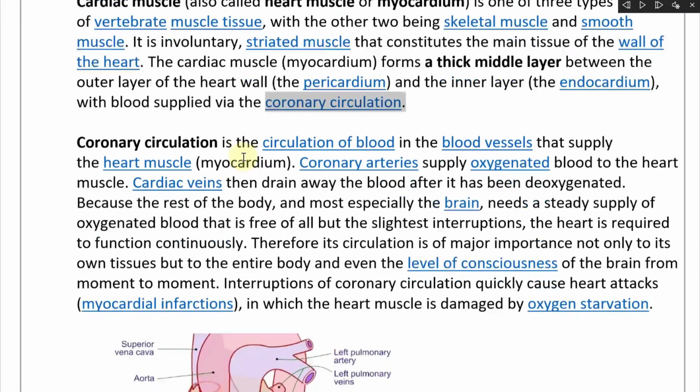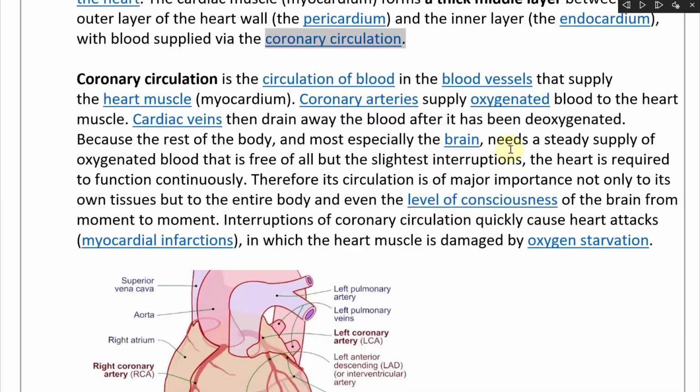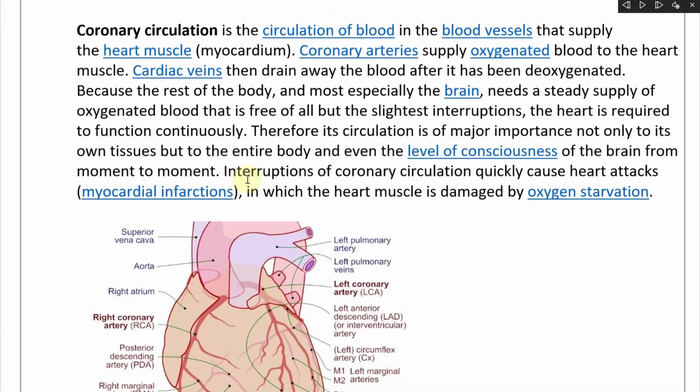The heart also needs blood to function, all of its muscles and so on. Coronary arteries supply oxygenated blood to the heart muscle, and cardiac veins then drain away the blood after it has been deoxygenated, because the rest of the body, and most especially the brain, needs a steady supply of oxygenated blood that is free of all but the slightest interruptions. The heart is required to function continuously. It needs to keep going non-stop, because the whole body, and especially the brain, needs constant oxygen.